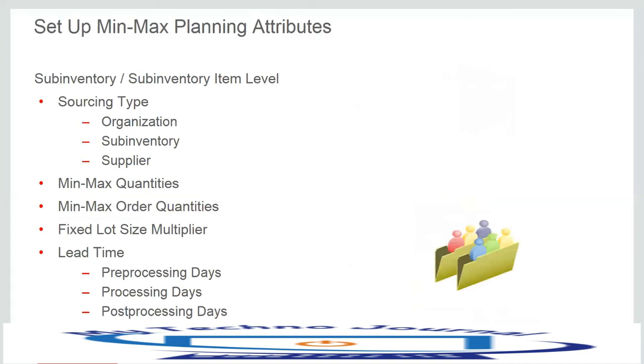If you have to set the planning attributes at the subinventory level, you have to go to the manage subinventory task and make sure that you enable the min-max checkbox there, and accordingly we can decide the source, whether you want to replenish it from an organization, from a subinventory or a supplier. Then you can set the minimum and the maximum quantity. What are the minimum and maximum order quantities, which are nothing but your order modifiers, your FLM, fixed lot size multiplier, and you can optionally even set the lead times like pre-processing, processing and post-processing lead times, which will get honored while the dates are getting populated on those orders.